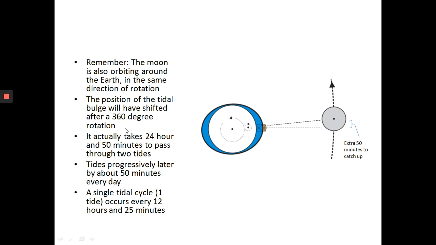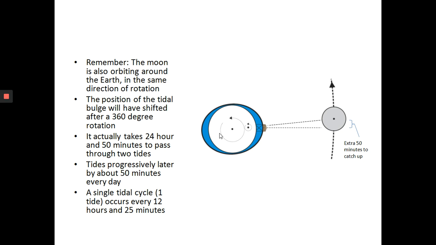The position of the tidal bulge will have shifted after a 360-degree rotation of the Earth. It has moved a little bit here. So if you want to catch up again to the tidal bulge, it's going to take an extra 50 minutes. It needs a bit more time in order for the rotation of the Earth to catch up with the movement of the Moon. Okay, so it's not exactly 24 hours. It actually takes 24 hours and 50 minutes to pass through 2 times because the bulge has moved, because the moon has moved.